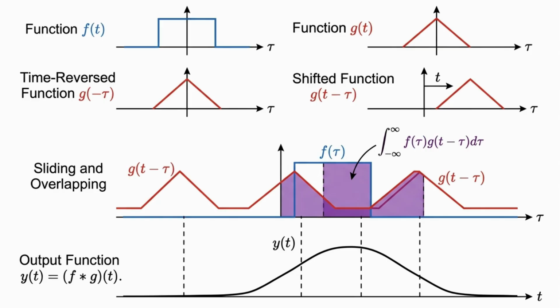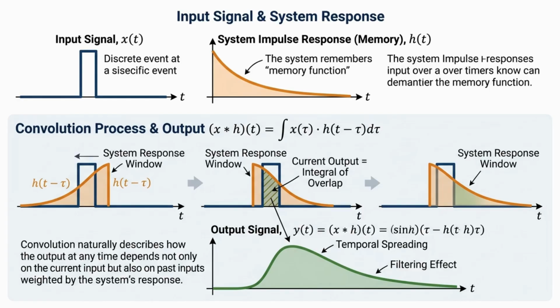In the time domain, convolution can be understood as a sliding and overlapping operation between two functions. One function is flipped and shifted across the other, and at each position their overlap is computed as an integral that produces the output value at that moment. This process reflects how real systems behave with memory.